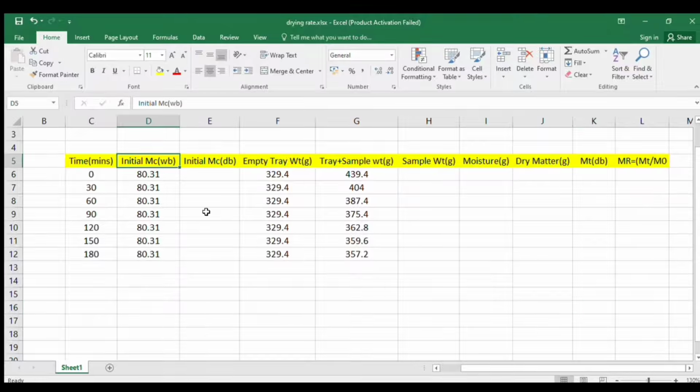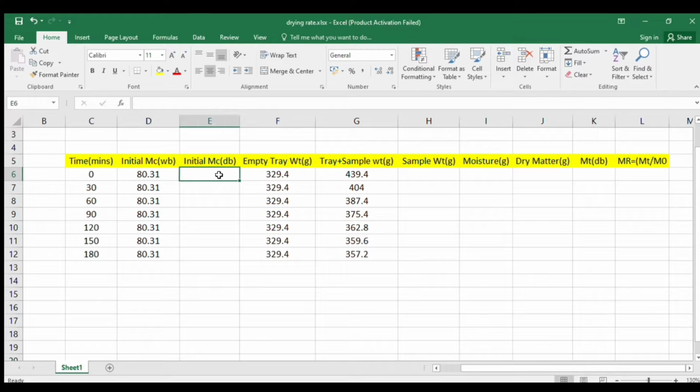The next column is for initial moisture content weight basis, which we need for this calculation. We can easily calculate it by taking the initial weight and drying it overnight and weighing it again. The weight difference will show the moisture content, as the dry matter will remain the same and the moisture will evaporate from the sample. The difference will show the weight of the moisture. If we percent it, we will get a value like this.